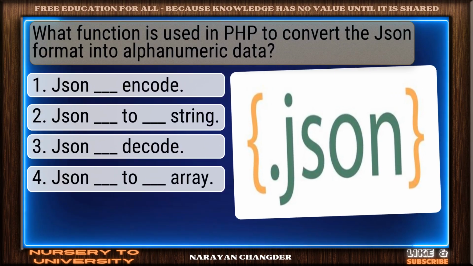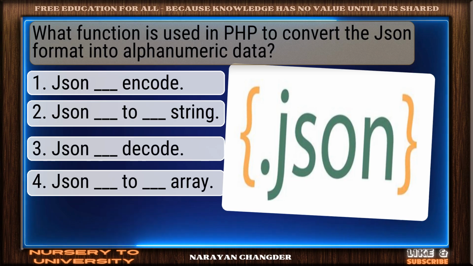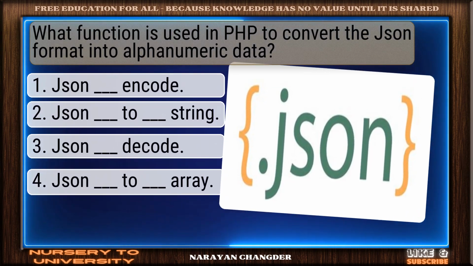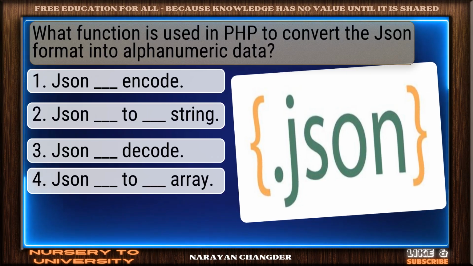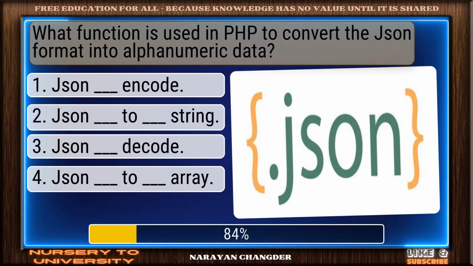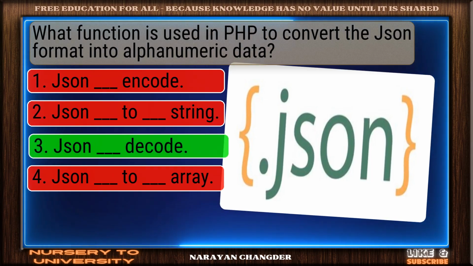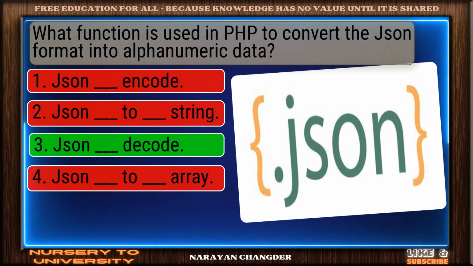Question number 8. What function is used in PHP to convert the JSON format into alphanumeric data? Correct response. json_decode is the most accurate answer.